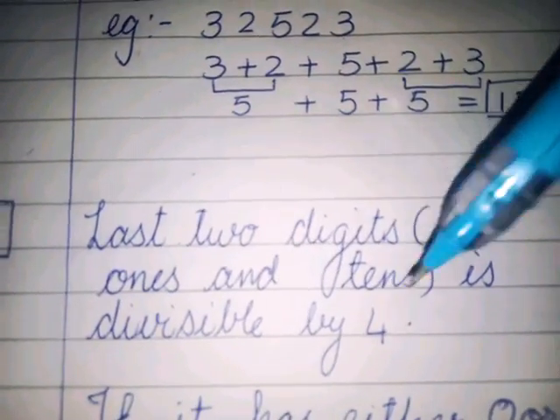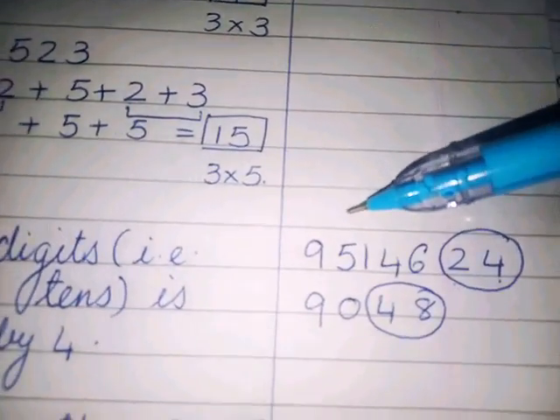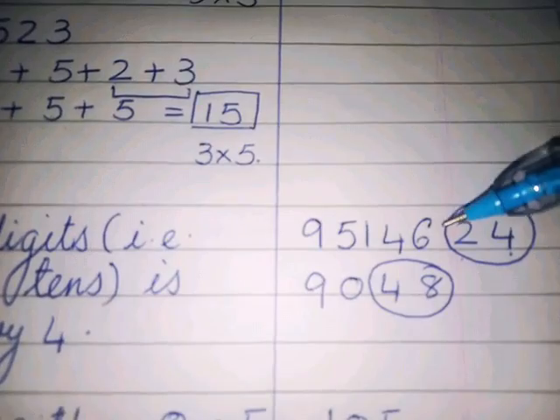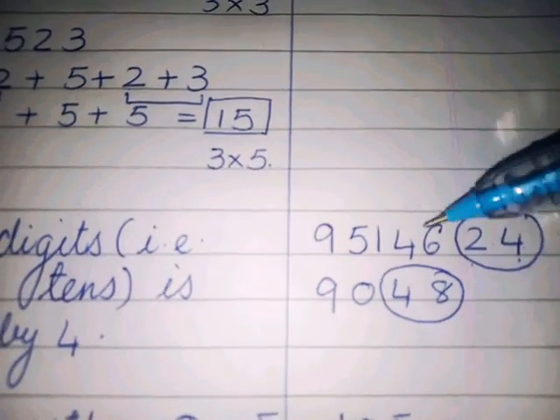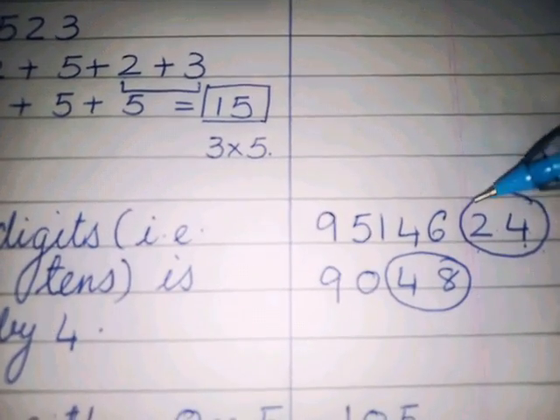It is divisible by 4. For example, let's take this example. The number is this big: 9514624. This is a big number. Now we need to check, is this number divisible by 4?